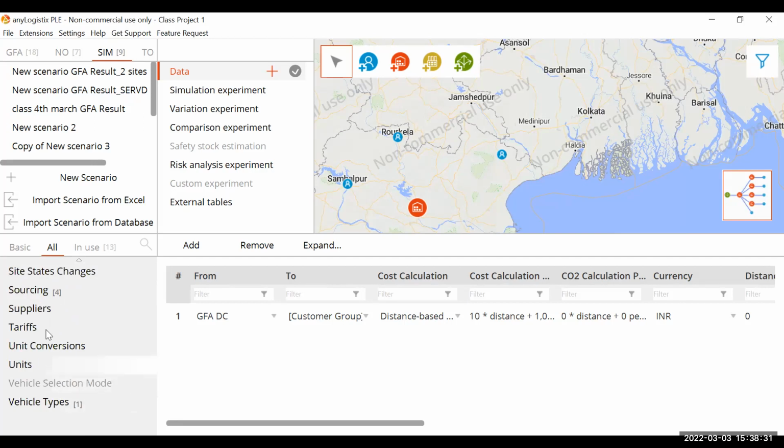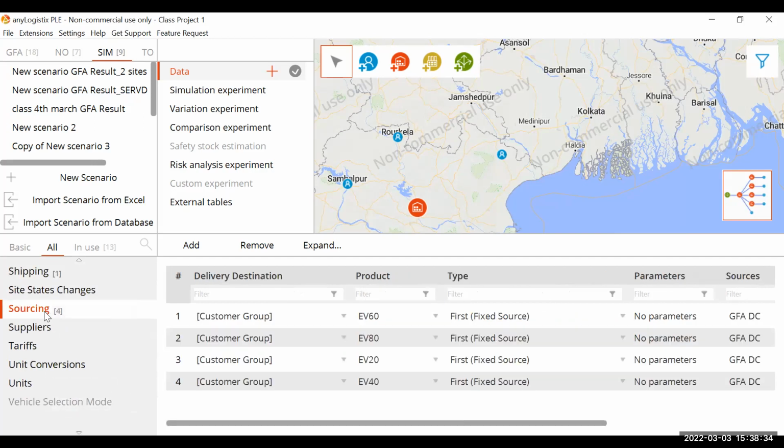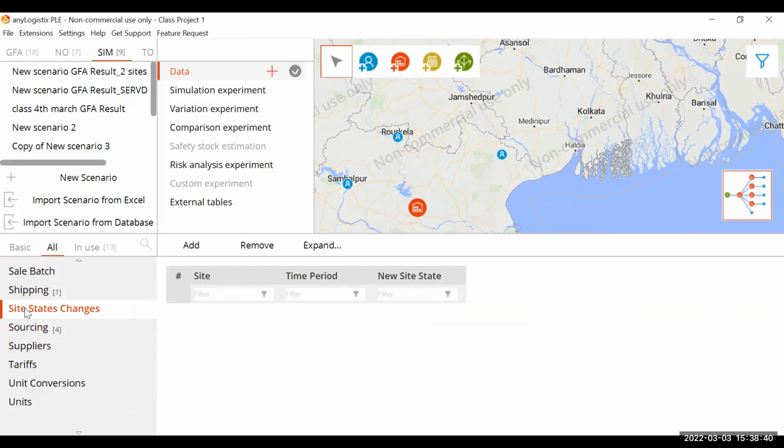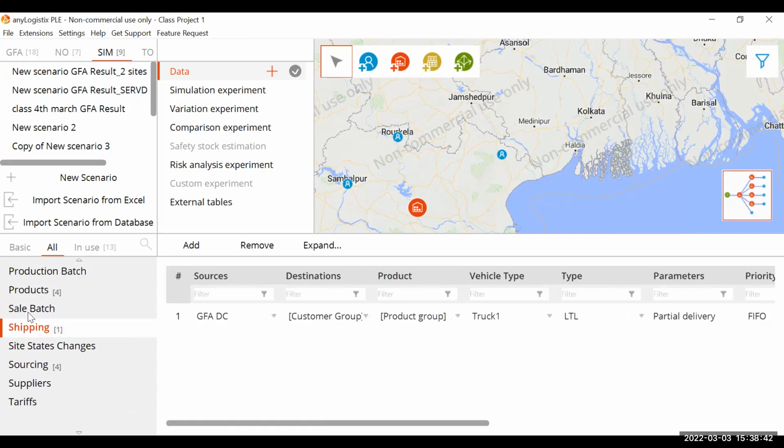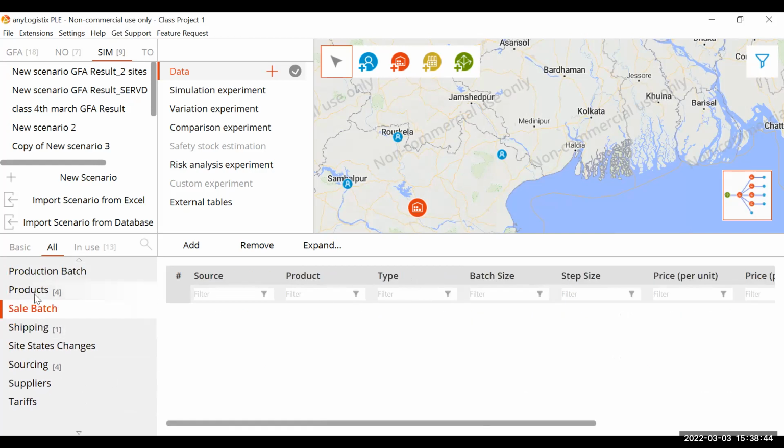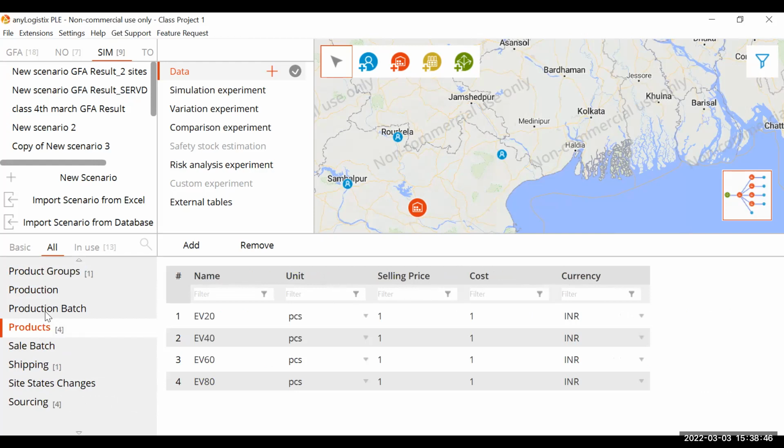So vehicle types are done, suppliers not required, sourcing is done, sites and states are done. Shipping I have already discussed. Sale batch is not required right now. Product. Okay, so this is very important: selling price and cost, right?